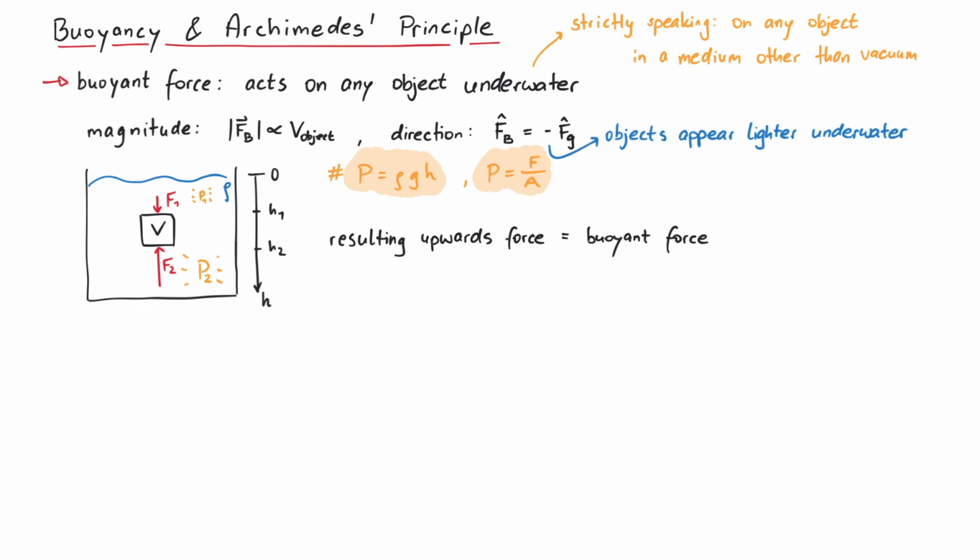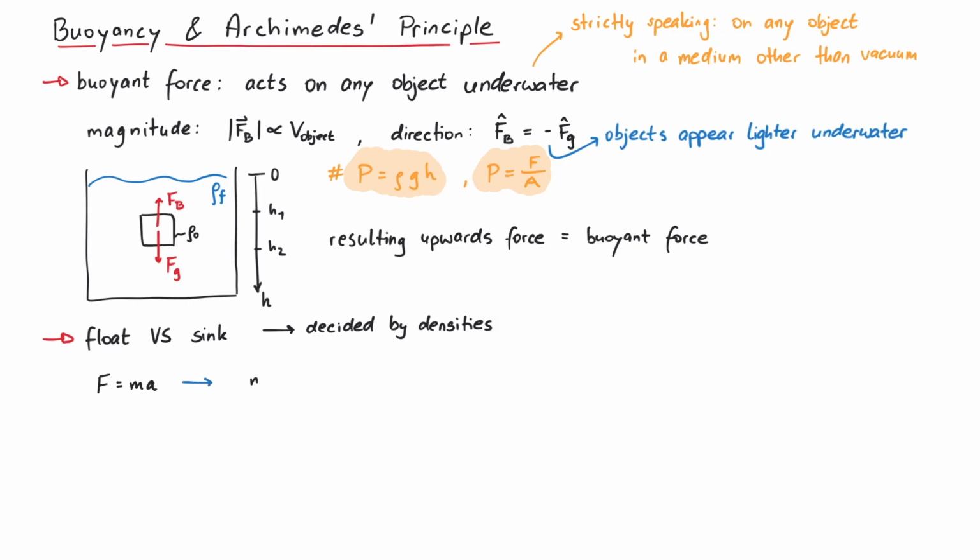Finally, let us investigate how we can determine whether an object floats or sinks in a given medium. We will see that this is decided by the respective densities. Consider the same situation as before, where some object with density ρ_O is submerged in a fluid with density ρ_F. There are two forces acting here, the gravitational force and the buoyant force. Due to Newton's second law of motion, the acceleration of the object is given by the sum of all forces, so F_b minus F_g. We can write this using the densities as (ρ_F minus ρ_O) times the volume and g.